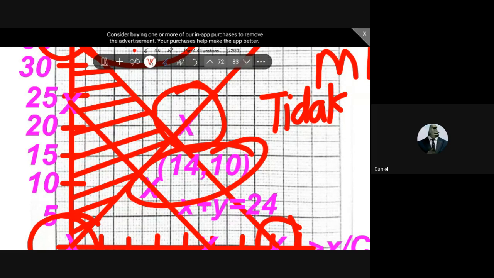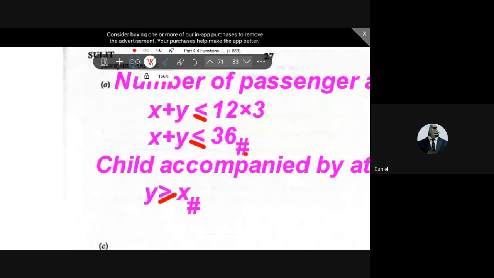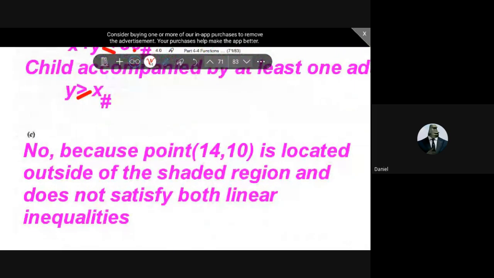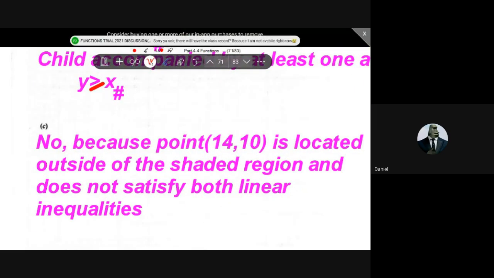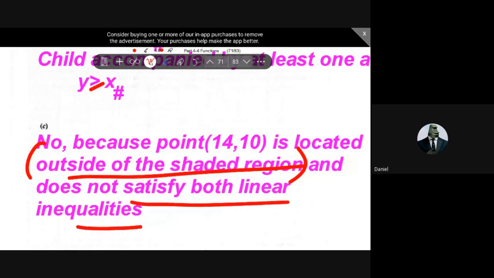Better now? I feel like better. Okay, so next time anyone tak tahu, just tell straight away. No need to keep quiet. Don't be shy. Okay. So jawapannya macam ni. No, because point 14, 10 is located outside of the shaded region. Ini key dia. Titik 14, 10 kat luar kawasan berlorek and tidak memuaskan kedua-dua ketaksamaan linear. So ini adalah jawapan bagi soalan C. So can you understand? Boleh faham?